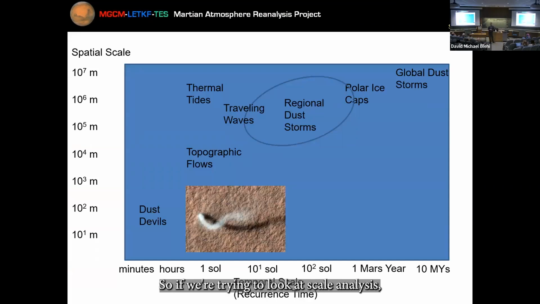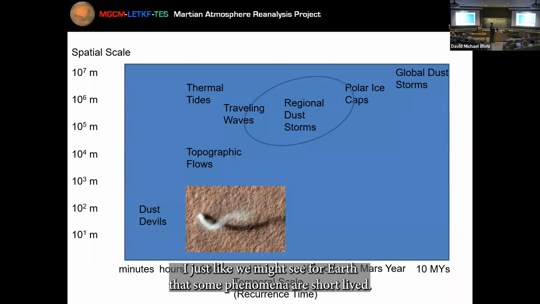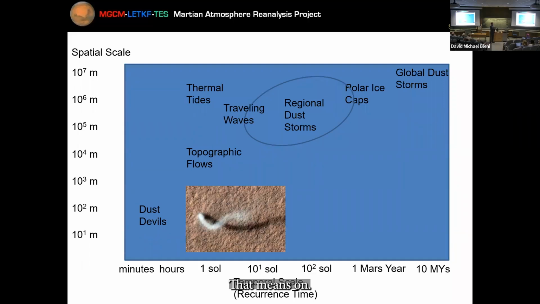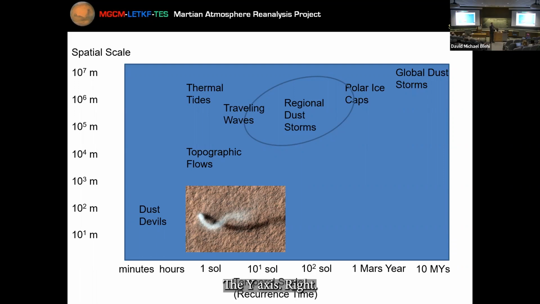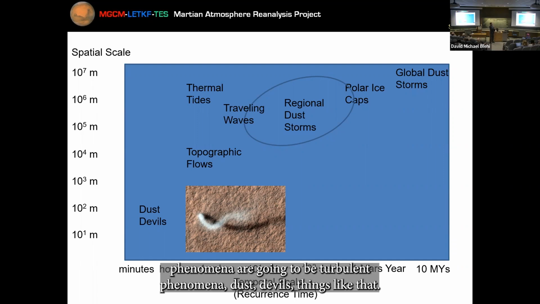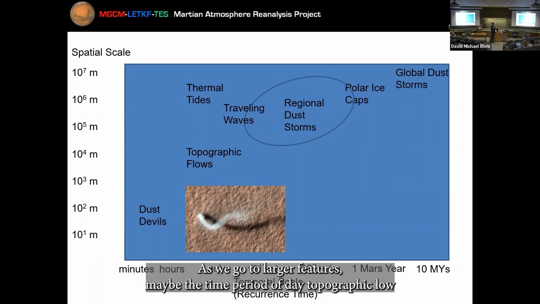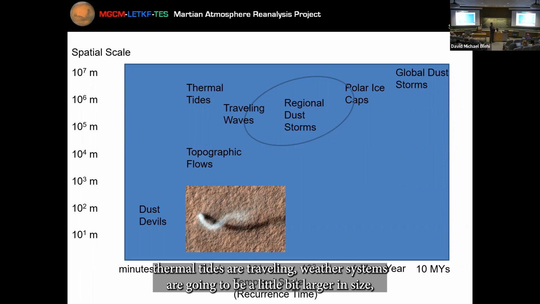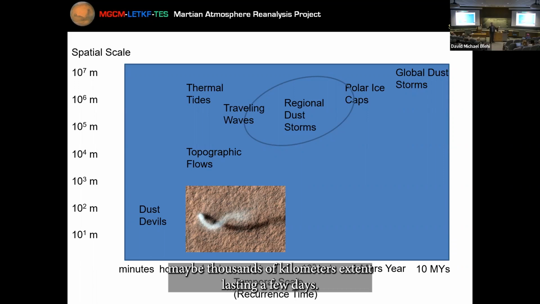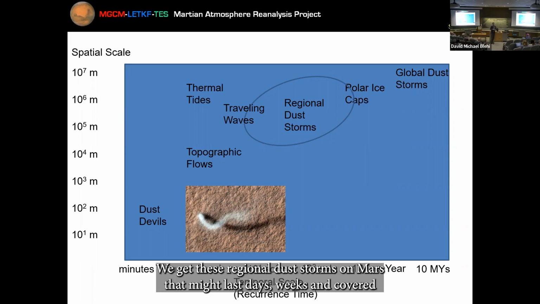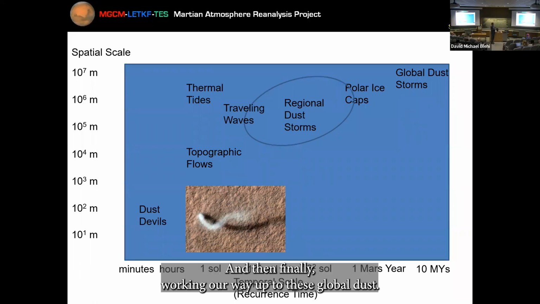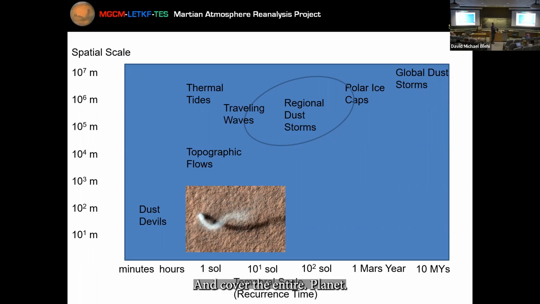So if we're trying to look at scale analysis, just like we might see for Earth, some phenomena are short-lived. That means on this x-axis, this is time, as well as small in scale, this is the y-axis. Some of our short-lived phenomena are going to be turbulent phenomena, dust devils, things like that. As we go to larger features, maybe the time period of the day, topographic flow, thermal tides. Our traveling weather systems are going to be a little bit larger in size, maybe thousands of kilometers in extent, lasting a few days. We get these regional dust storms on Mars that might last days to weeks and cover continent sizes. And then finally working our way up to these global dust storms that might happen every few years and cover the entire planet.